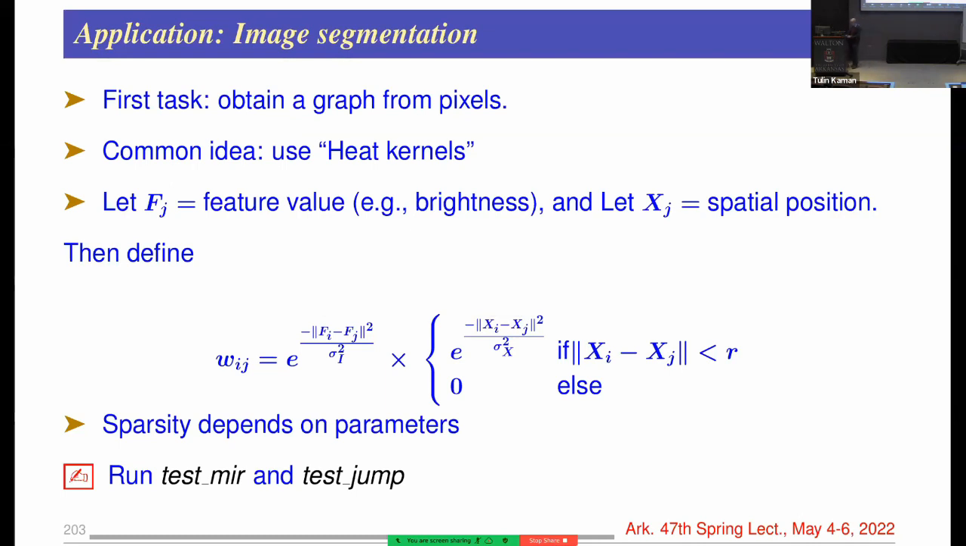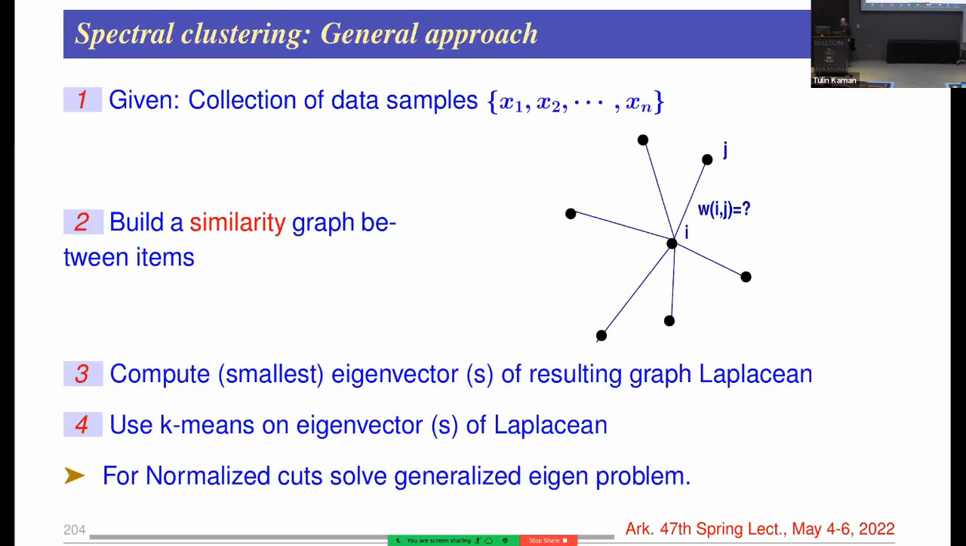So segmentation was one thing. This is actually a general approach for spectral clustering. See how am I doing here? A few minutes left, my goodness. So this is a general approach. You're given data. This could be an array of size D by N, where N is the number of samples, the number of items you have in your data.